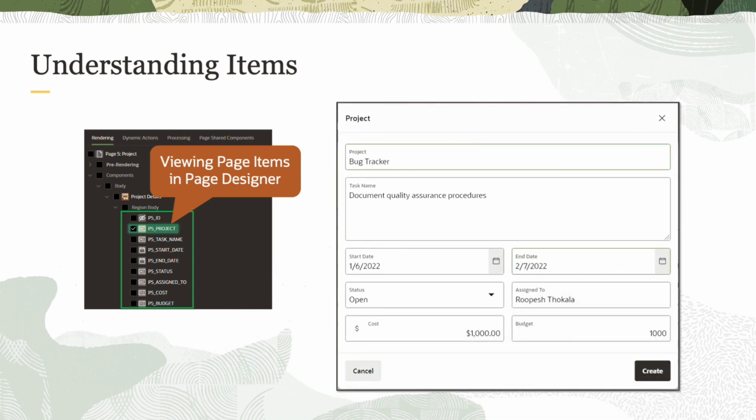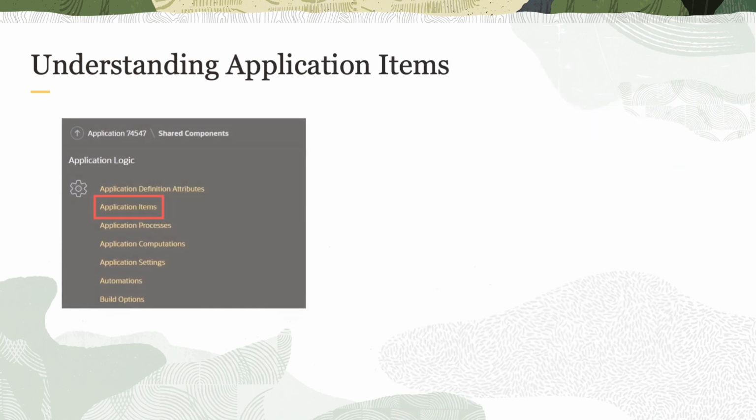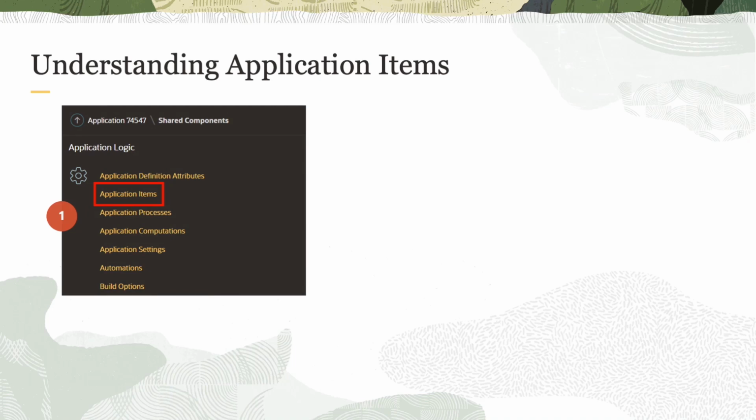The screen shows a few examples of page items. Text field, text area, date picker, select list, number field. Let's learn a little more about application items. Application level items do not display, but you can use an application item as a global variable to the application. Application items can be set using computations, processes, or by passing values on a URL. You use application items to maintain a session state that is not displayed and is not specific to any page.